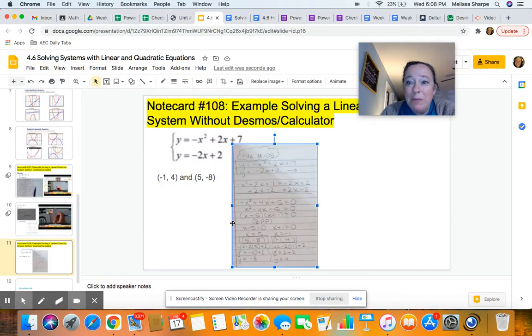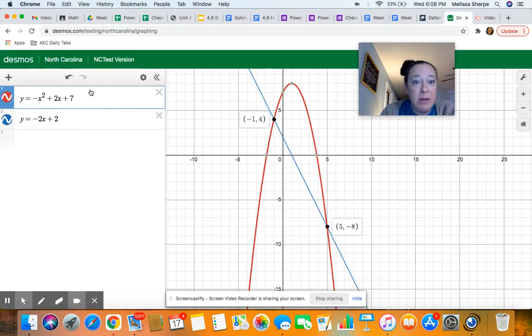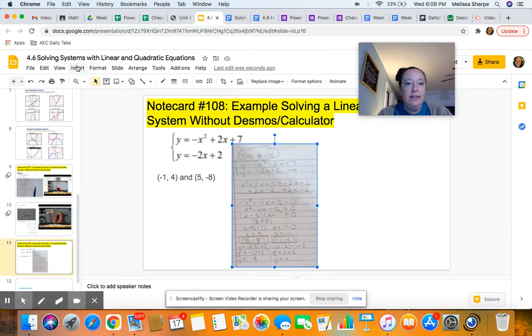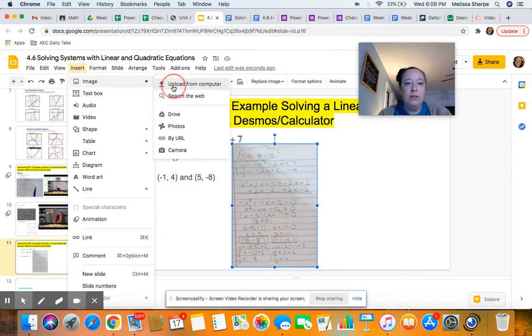All right, so I popped in my work right here, and then I wanted you to see Desmos. I typed it into Desmos, and I zoomed out, made it to where I liked it, so I could see the window. Good. And I can see the ordered pairs of intersection are negative 1, 4 and 5, negative 8. So we are good to go. We did it right algebraically. Let's see. We'll put this insert image.